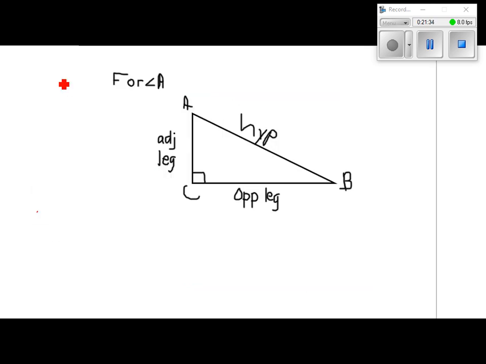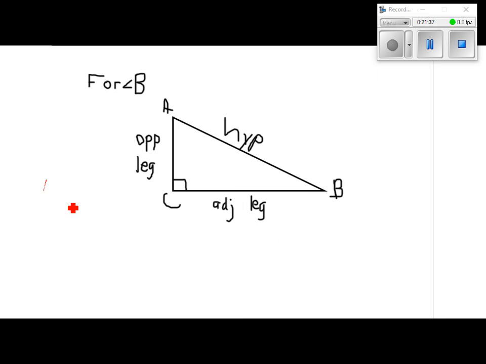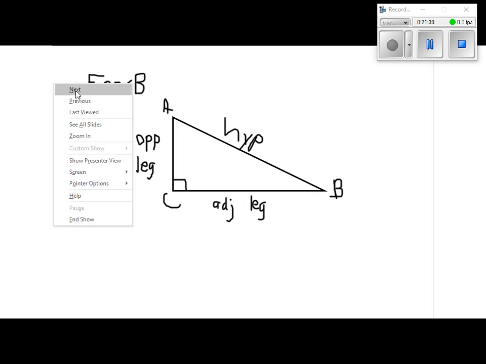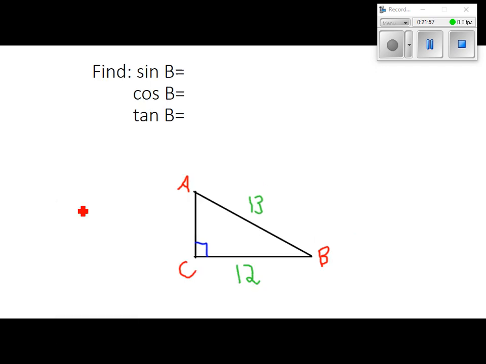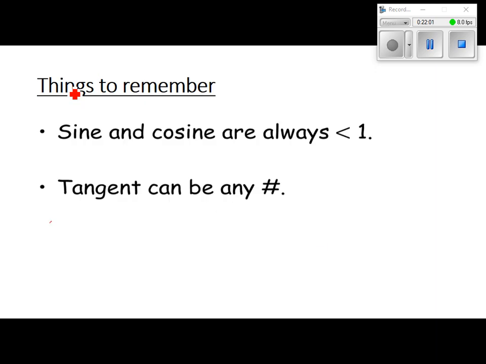Next slide. That's just showing you how to do all this. Next slide. What's the missing side there? We're not going to do this one, but what's that missing side, AC, if it's one of the triples? What is it? 5. Does everybody remember that? 5, 12, 13. If it's that triple, we could do the sine, cosine, tangent. Next slide. Same thing. Next slide. Tricks you, doesn't it?